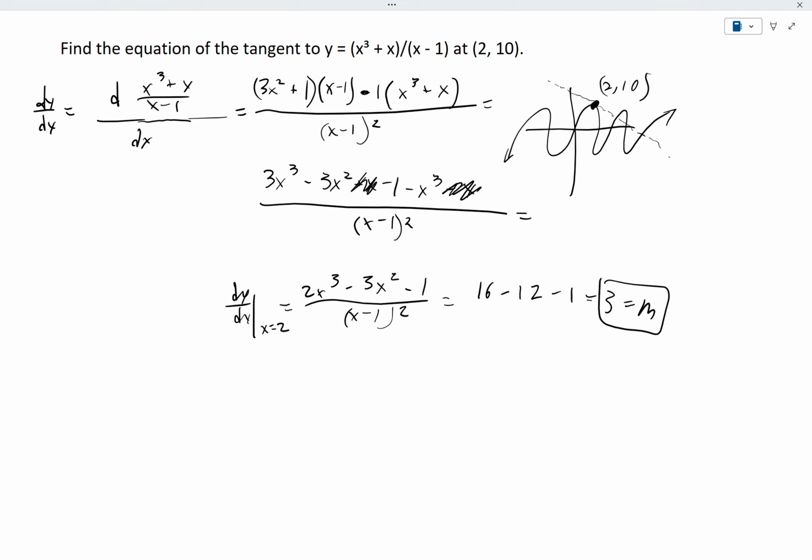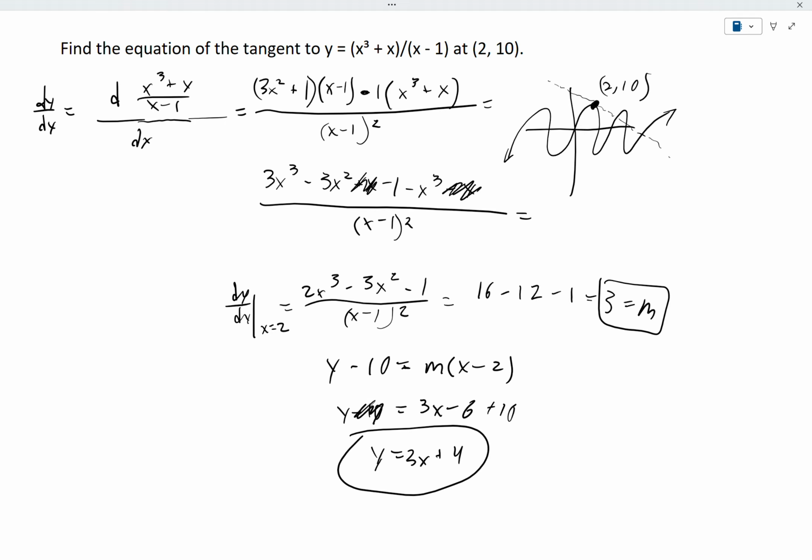So I'm going to set up point-slope form now for my tangent line. y minus 10 is equal to m times x minus 2. And m is 3, so I'm just going to plug that in. 3 times x minus 2, and I'll distribute the 3 right now. So that's going to be 3x minus 6. And then I'll add 10 to each side. And I end up with, for my tangent line, y is equal to 3x plus 4. That's the equation that I get for my tangent line.